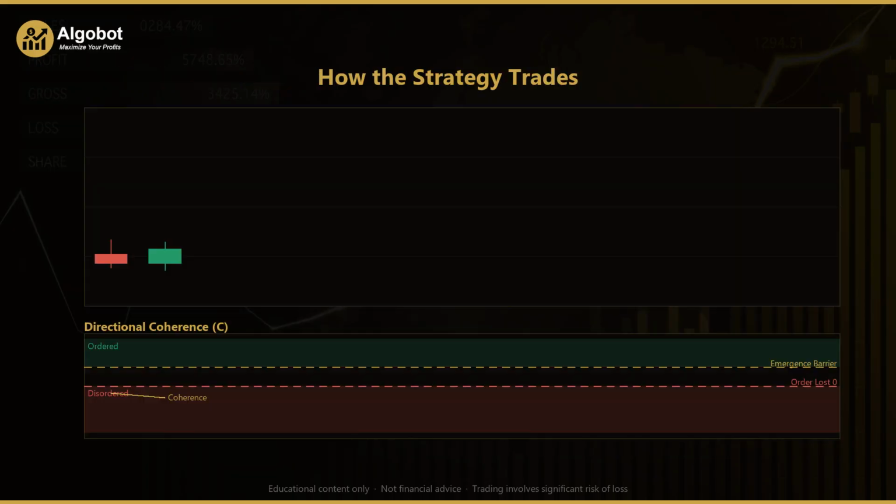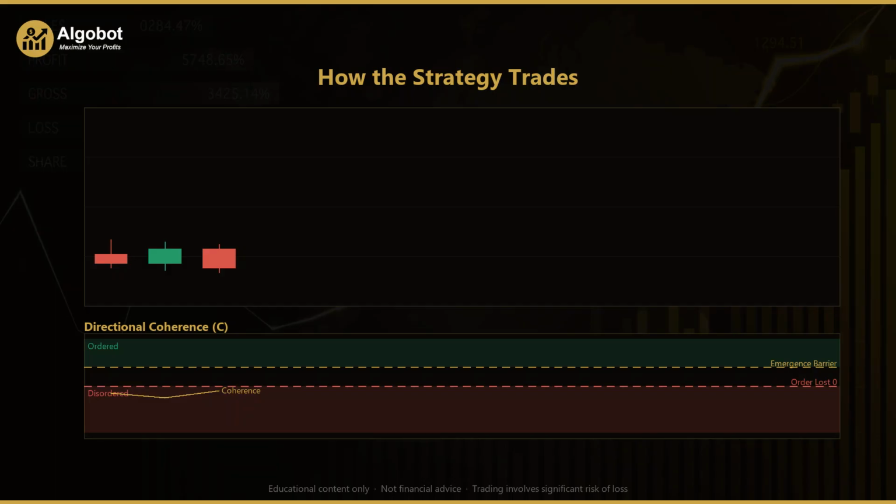Now let's bring it all together on the chart. On the lower panel, you can see the strategy's own creation, the directional coherence signal, swinging between -1 at the bottom and +1 at the top. The gold dashed line is the emergence barrier the strategy calibrates for itself, and the red line at 0 is where order is considered lost.